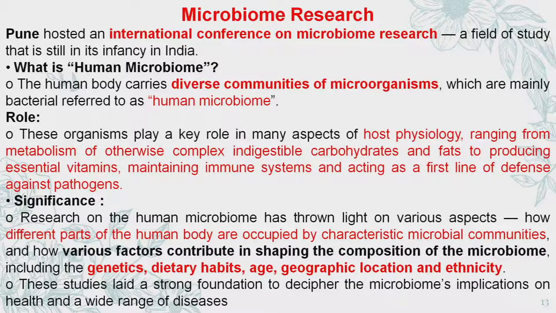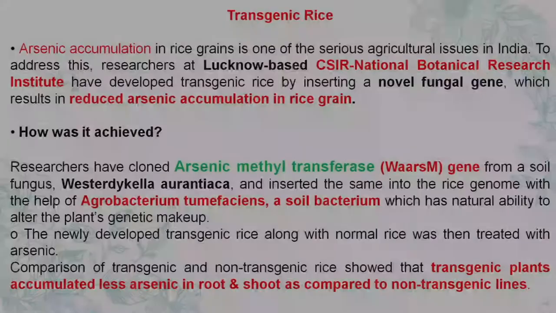But that's the outbreak of the event. The research on the human biome throws light on how different parts of the human body are occupied by characteristic microbial communities, because the microbe occurring in the stomach is not occurring in other parts of the body, and how various factors contribute to shaping the composition of microbes, including genetics, dietary requirements, age, geographic location, and ethnicity. The implication of this knowledge gained can be used for diagnosing a wide range of diseases and their resistance. We commonly brand the program by the term microbiome research and the breakthrough in science.